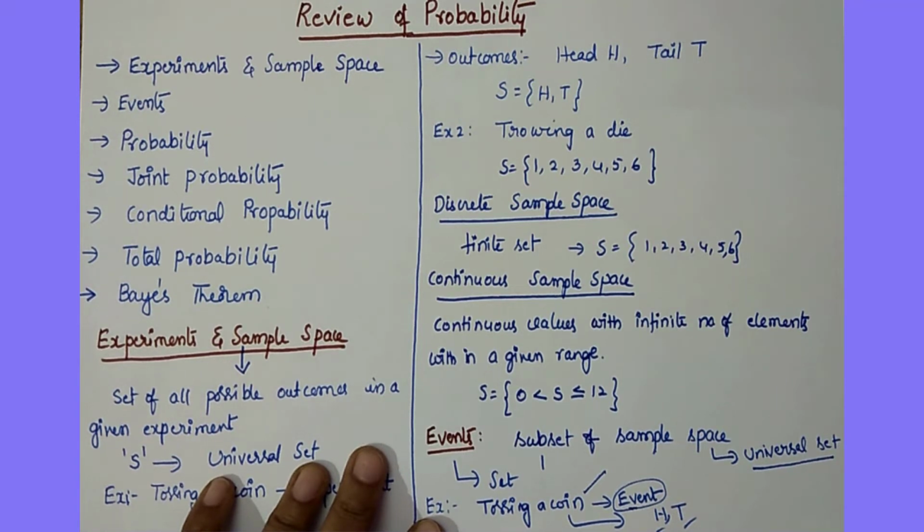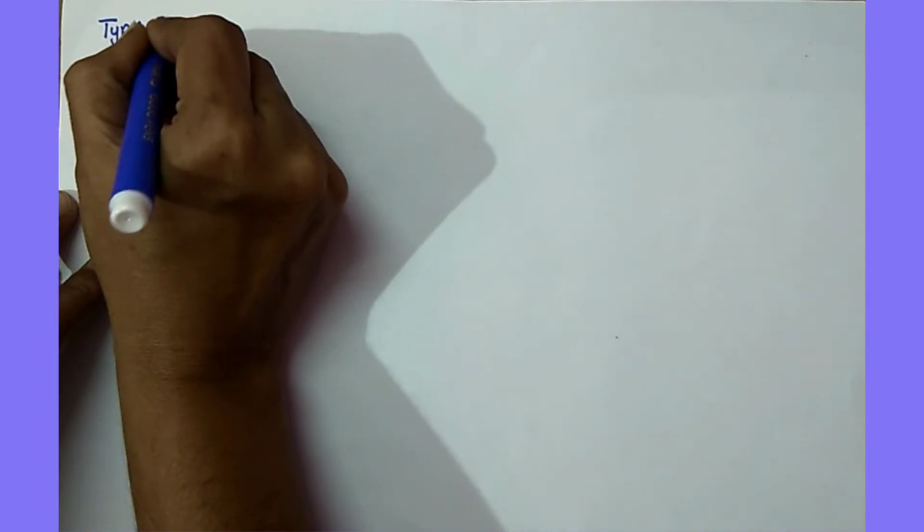Same way, throwing a die is an event. And what are the outcomes? You know, the outcomes are 1, 2, 3, 4, 5, 6. Okay? So that is the definition of your event. Now, let's see various types of events.